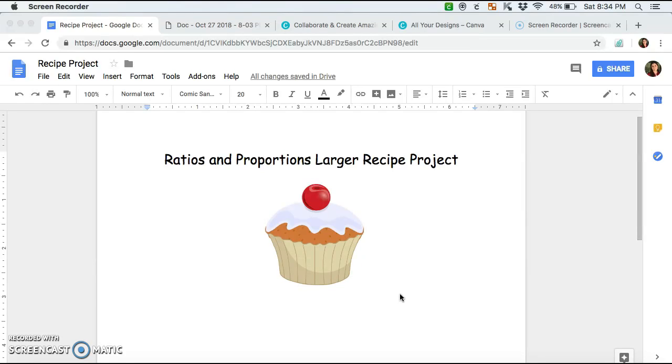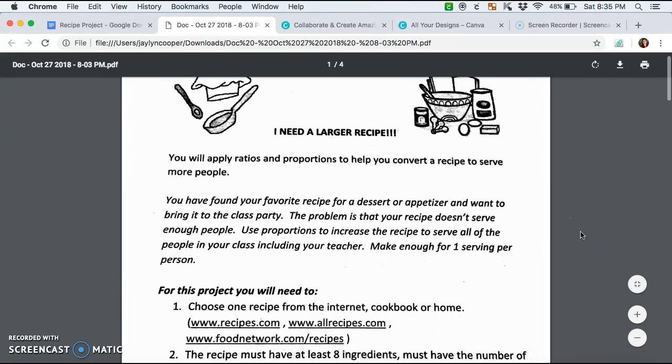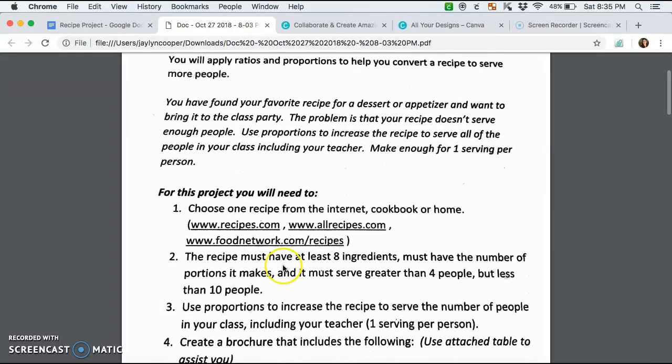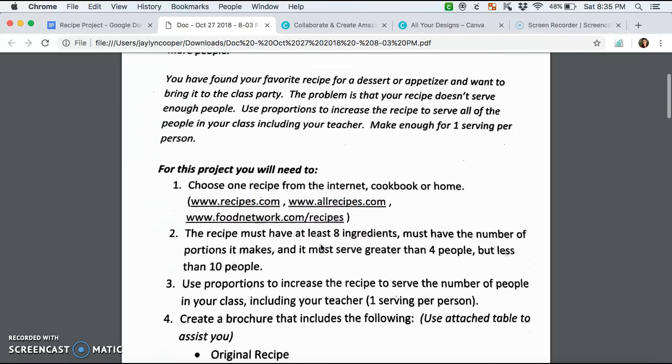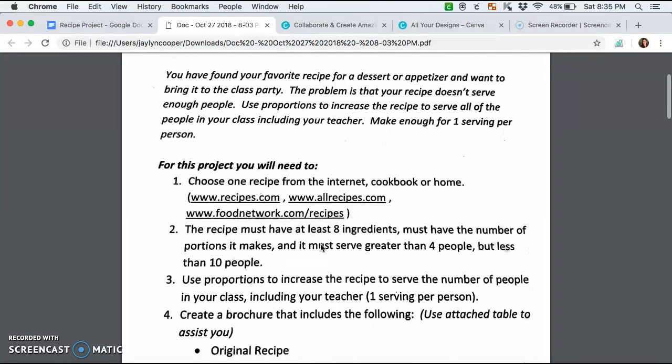The objective for this project is the students will apply their knowledge about ratios and proportions to convert a recipe to serve more people. So the assignment is, you guys will have a copy of this. We need a larger recipe. So we are going to take a recipe that we find on the internet, and it doesn't have to be limited to one of these sites. And you are trying to make enough of this recipe to feed your classmates.